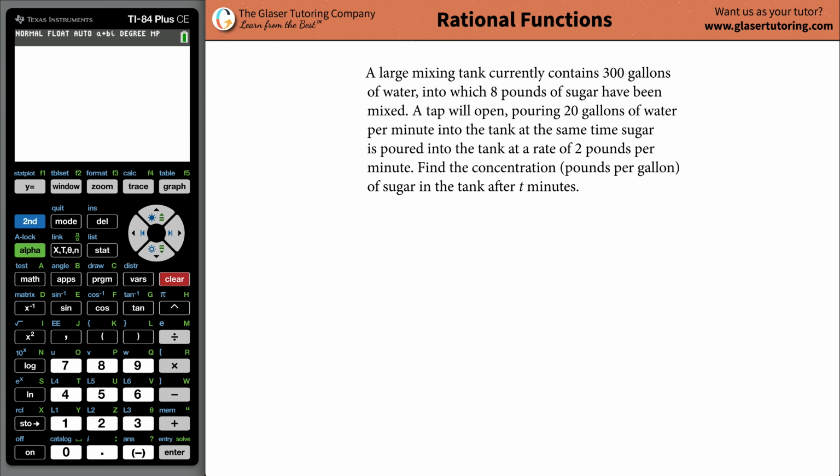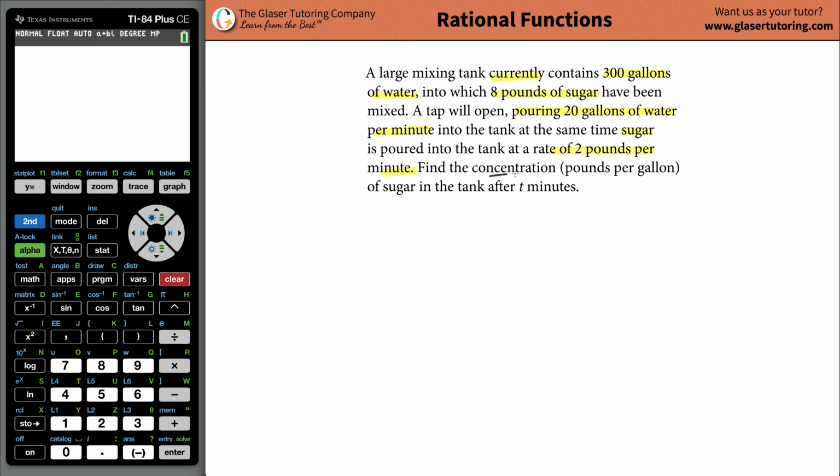Hi, it's Andrew. Today I'd like to teach you how to create a rational function from the following word problem. It says a large mixing tank currently contains 300 gallons of water, into which 8 pounds of sugar have been mixed. A tap will open, meaning a faucet. It's going to pour 20 gallons of water per minute into the tank, and at the same time, sugar is also going to be poured into that tank at a rate of 2 pounds per minute.